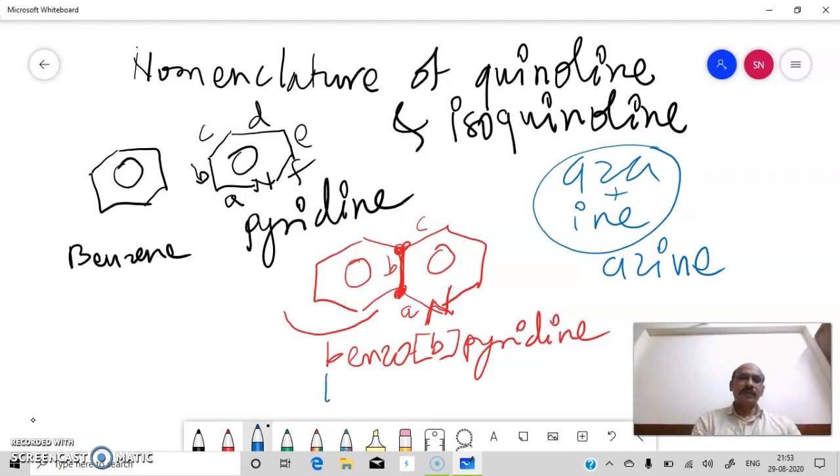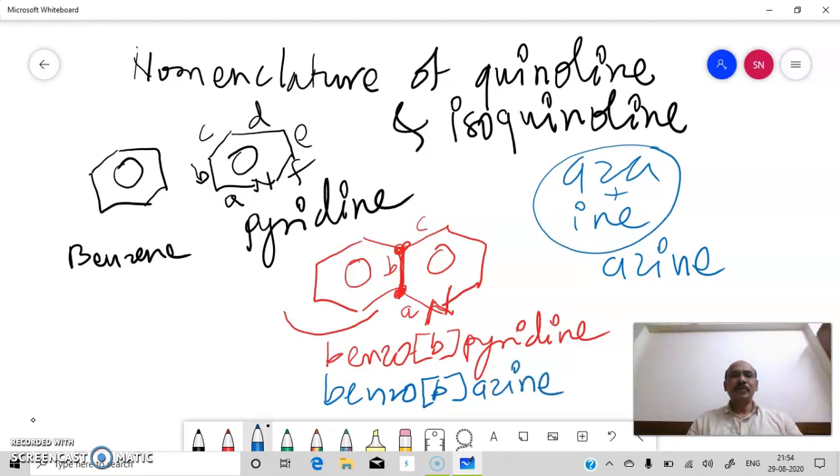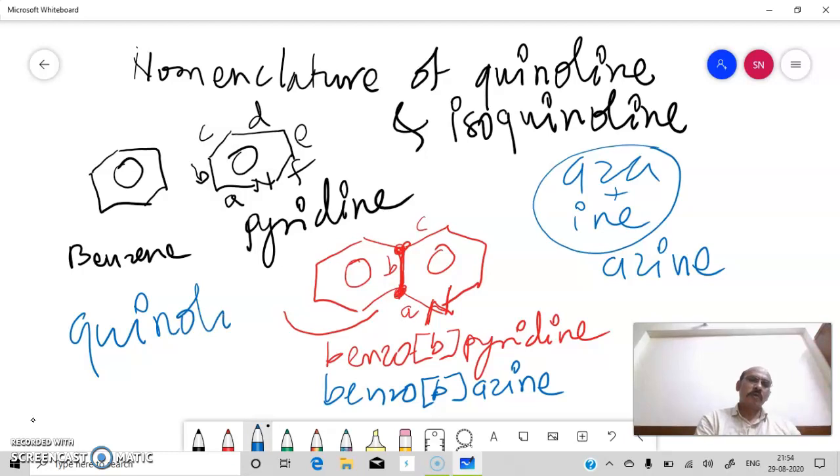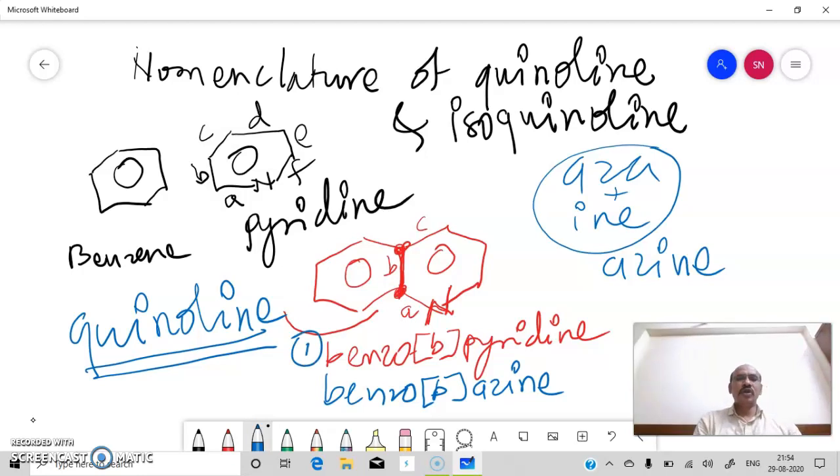So this molecule is also named as benzo B azine. So benzene and pyridine together, fusion site is B bond of pyridine, so its name is benzo B pyridine or benzo B azine, and it is called quinoline. What is it? Quinoline. So first name benzo-B-pyridine, second name benzo-B-azine, third name quinoline.